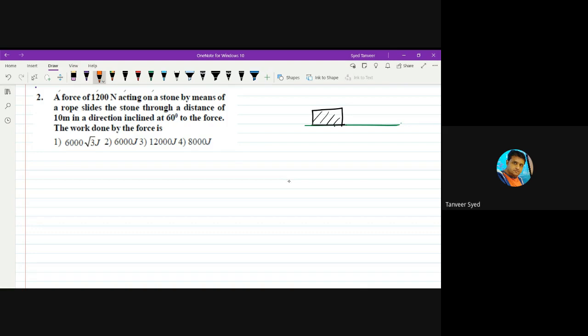How? In a direction inclined at 60 degree to the force. That means I am applying a force like this. This is the 1200 Newton force. Let us say with respect to horizontal, this angle is 60 degree. So the stone is sliding in this direction. Then what is the work done? It is sliding up to 10 meter.